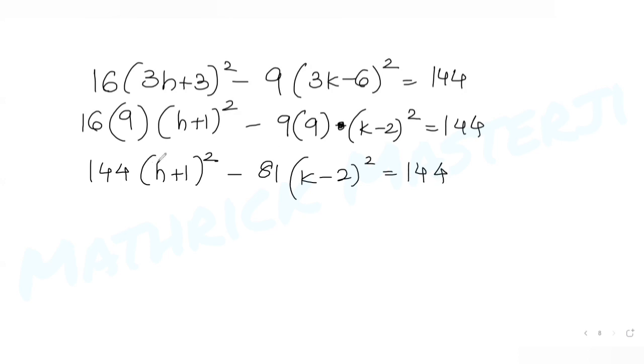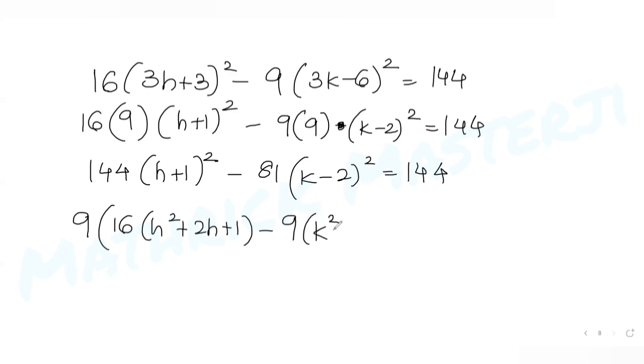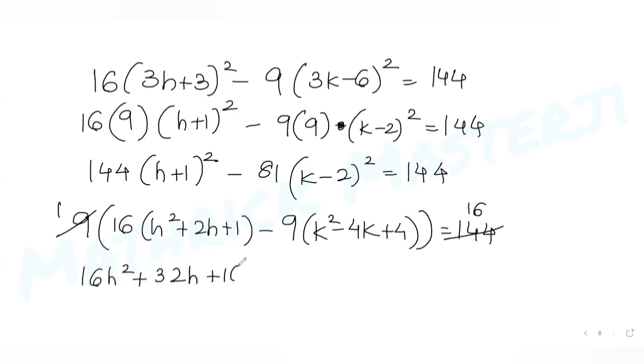From here you can see that I can take out 9 common. So you are left with 16, and expanding this gives you h square plus 2h plus 1. Minus, here also 9 is left, and if you expand this, you get k square minus 4k plus 4 equals 144. So 9 cancels with this 144 and that makes it 16. So you get 16h square plus 32h plus 16 minus 9k square plus 36k minus 36 equals 16.